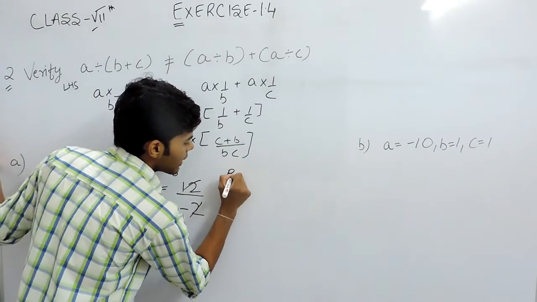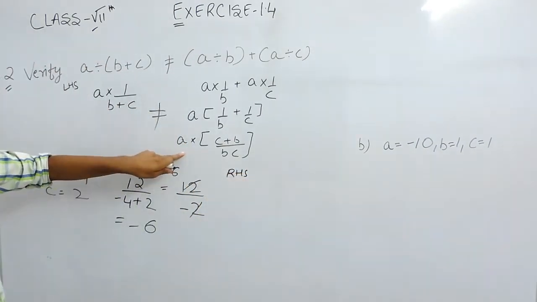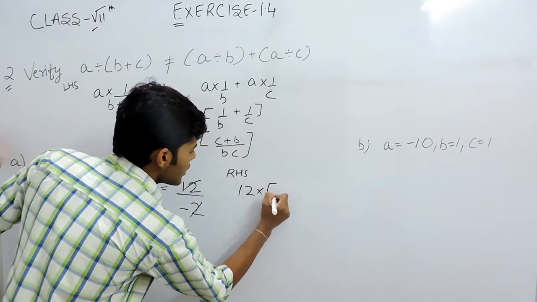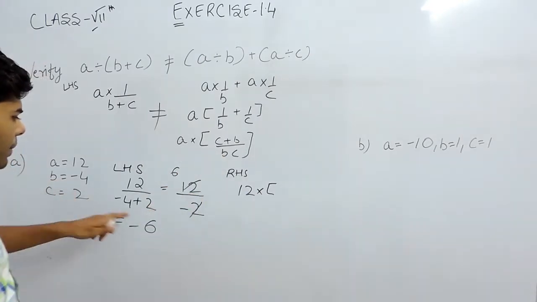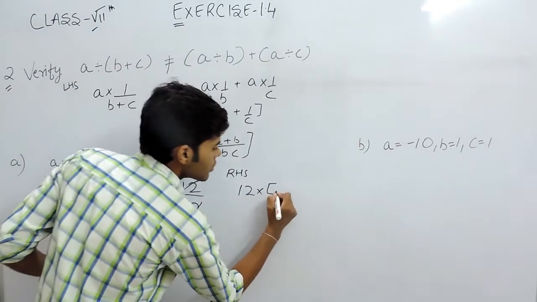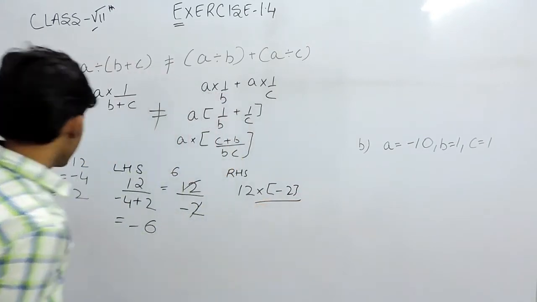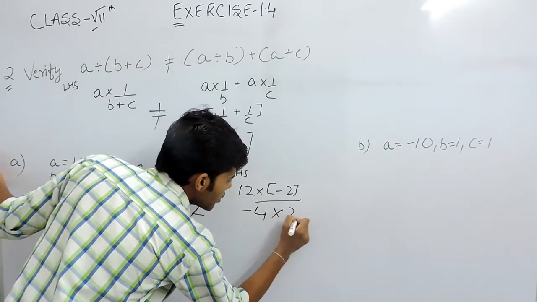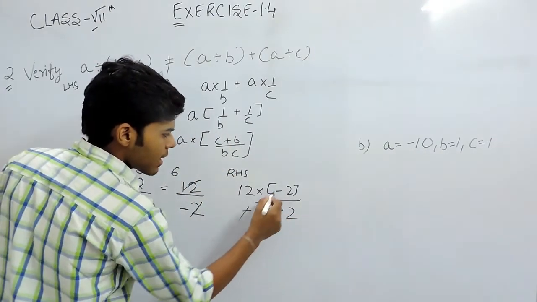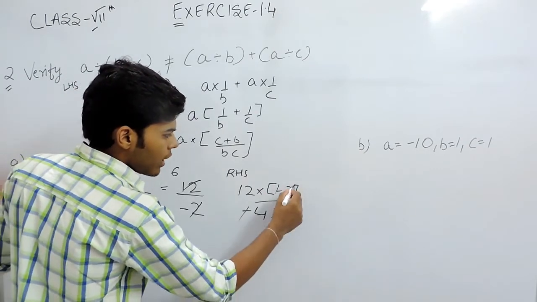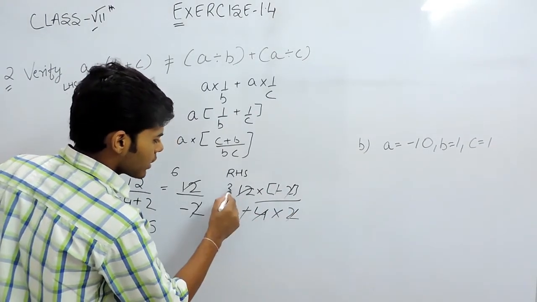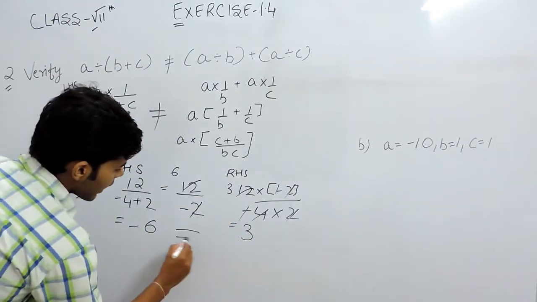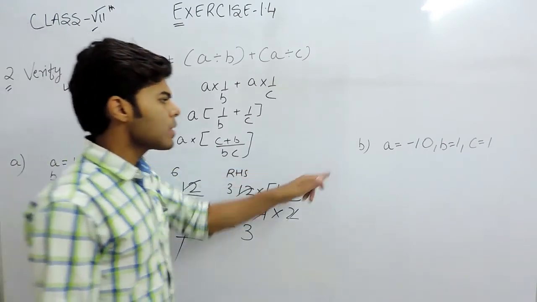Now we'll solve for the right hand side. This is the right hand side, so we'll write this as 12 multiplied with b plus c. B plus c we know that it's minus 2, divided by b multiplied with c, minus 4 multiplied with c, that is 2. Minus minus gets cancelled out, 2 and 2 also get cancelled out, and 4 threes are 12. So right hand side is 3, left hand side is minus 6. They are not equal. Now we'll solve this part.